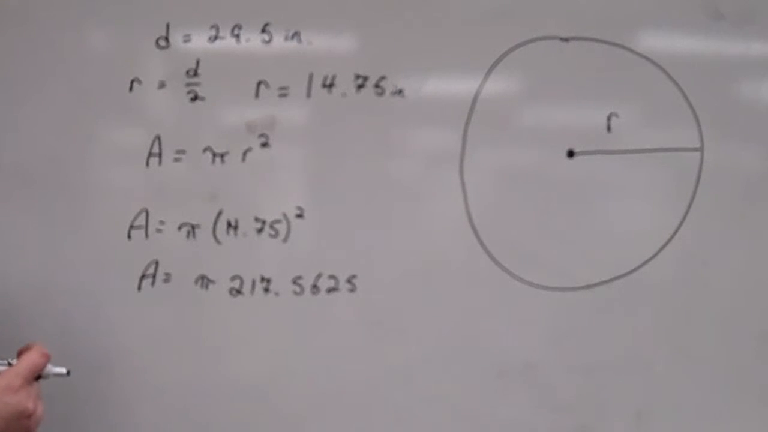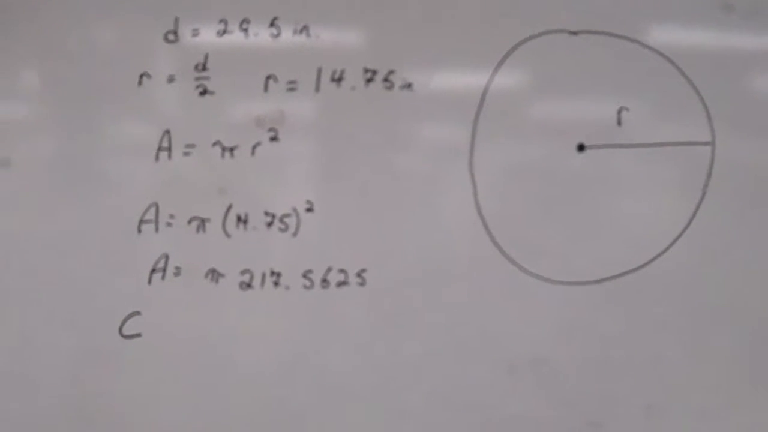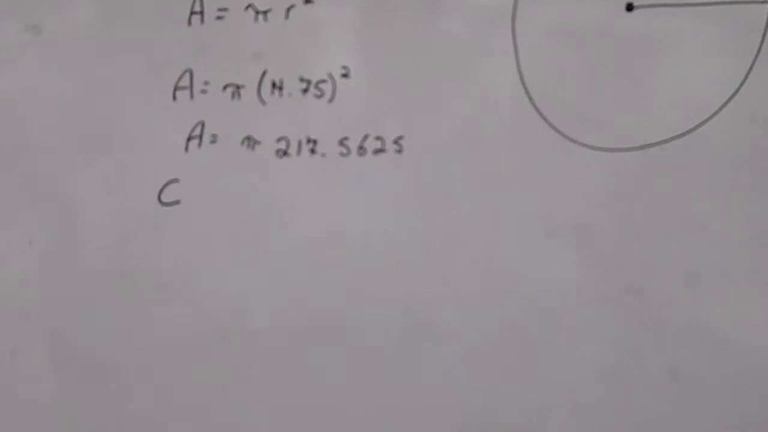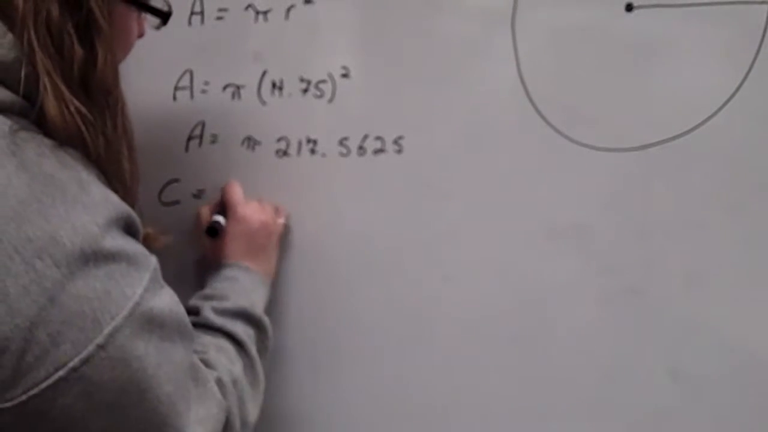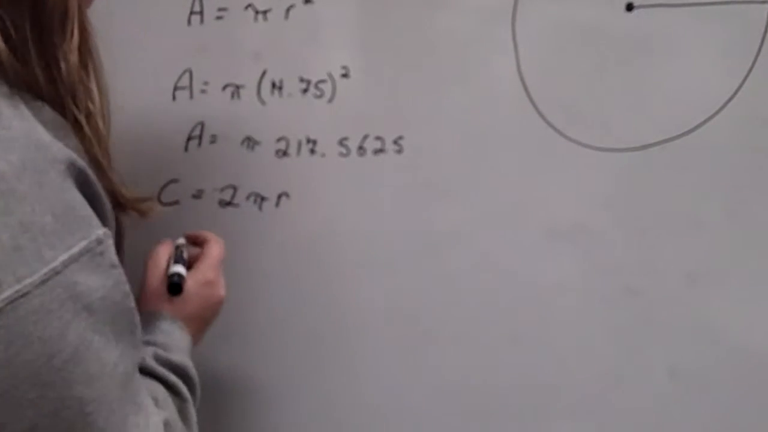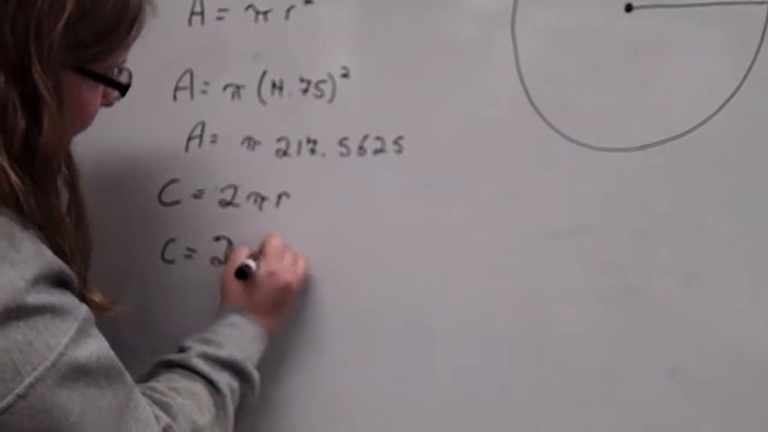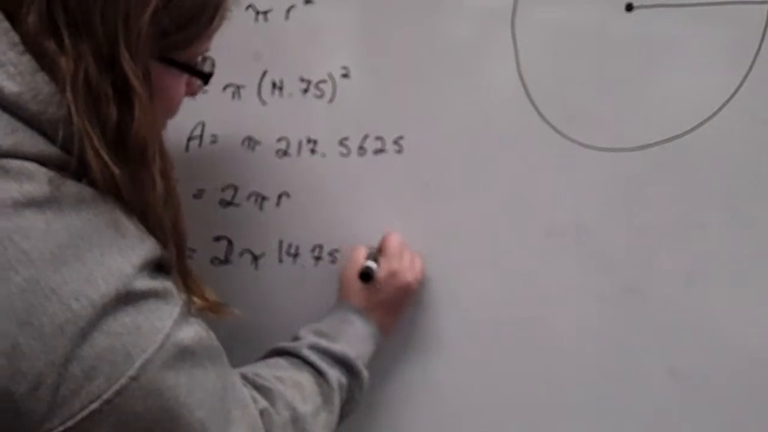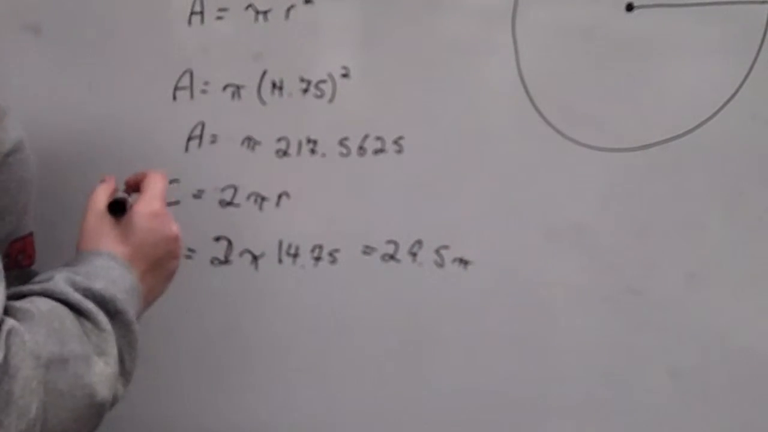We know that the perimeter of a circle is also called the circumference. And the circumference is 2 pi r. So we can plug in for circumference 2 pi times 14.75 to get 29.5 pi as our circumference.